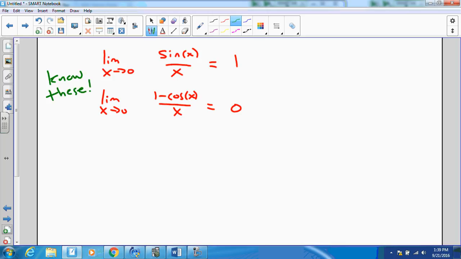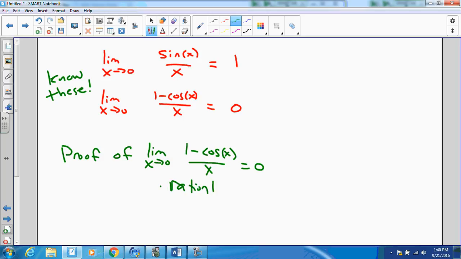You need to know these. And the reason for that is that we're actually going to use them in the month of October. Fancy that. Learning math that we're going to use. The second thing related to this is the proof of the fact that the limit as x goes to 0 of 1 minus cosine x over x is in fact equal to 0. And everybody needs to know how to do this proof as well. Do you remember roughly how it goes? Rationalize, right?